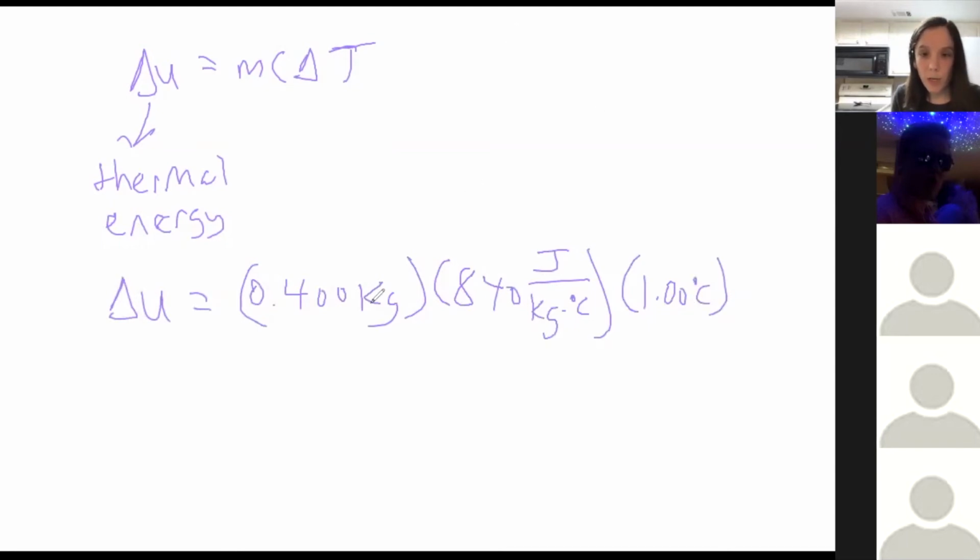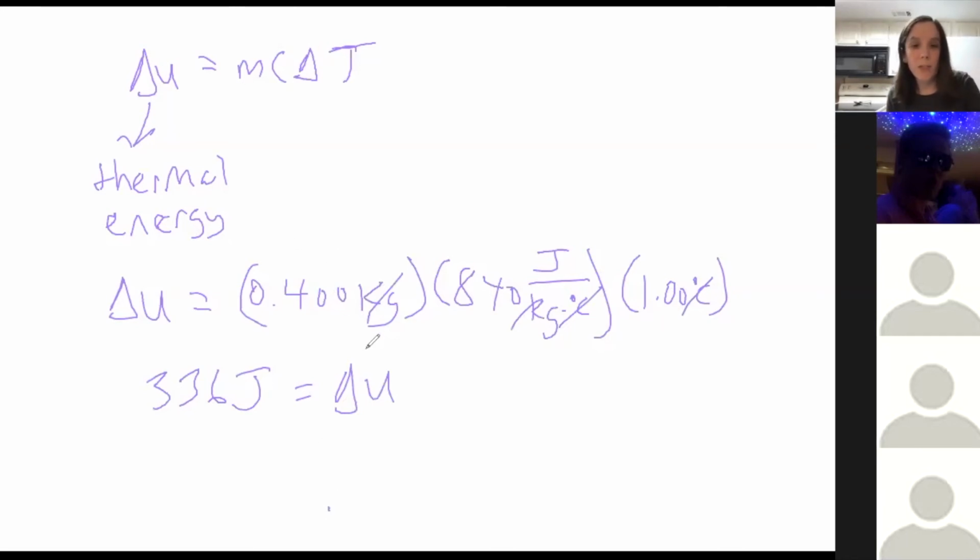Okay, so that's our equation. Kilograms will cancel out, Celsius will cancel out. So we do 0.4 times 840 times 1. And that gives us 336 joules for delta U. So that means that we need to have delta U changed by 336 joules to get it to move 1 degree Celsius warmer.